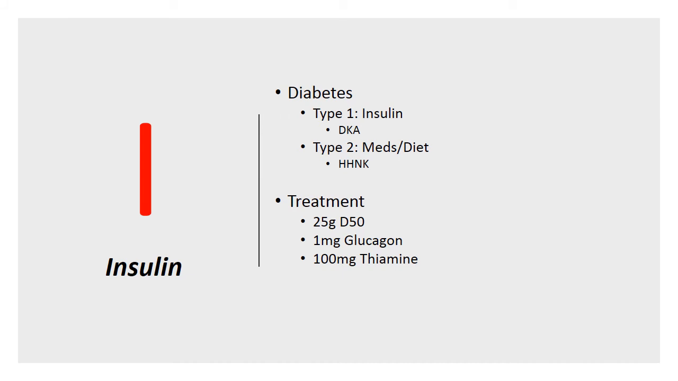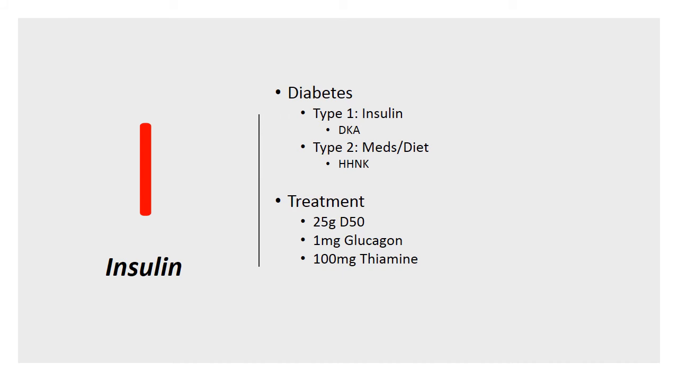The type 2 diabetics who can balance and maintain their diabetes with medications and/or diet, on the really high side of that, go into HHNK. They're not really developing those ketones. They don't have that fruity odor on their breath or anything like that. So if they go low, our treatment is going to be 25 grams of D50. If you can't get an IV, give 1 milligram of glucagon intramuscularly.